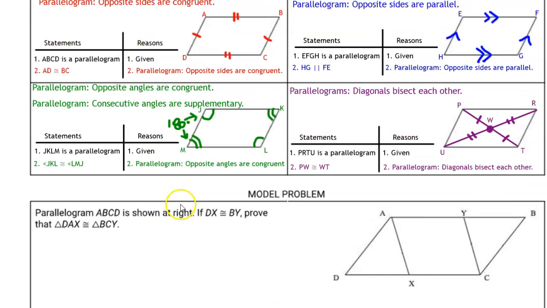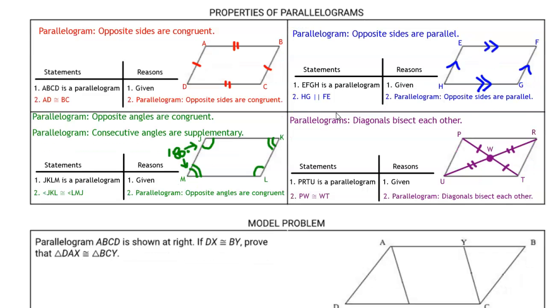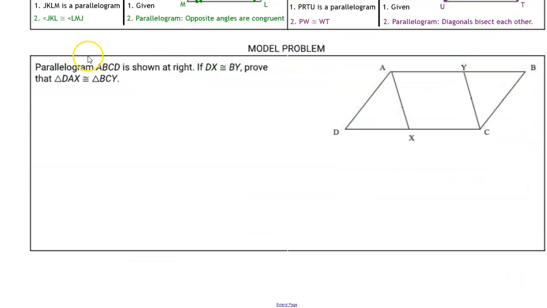The way that we figure out which one of these properties we're going to use is by looking at the model problem, figuring out what needs to be proved, and then trying to use an appropriate characteristic of parallelograms. So in the model problem, it tells us that parallelogram ABCD is shown at right, so we instantly know opposite angles are congruent, opposite sides are congruent, opposite sides are parallel, and diagonals are going to be bisecting each other. So we're not going to give all that information. Let's be selective. Let's pick only the information that's going to help us here. We have to prove that DAX is congruent to BCY.